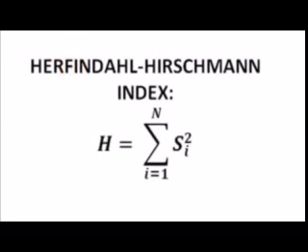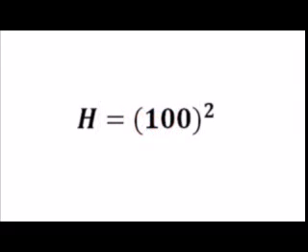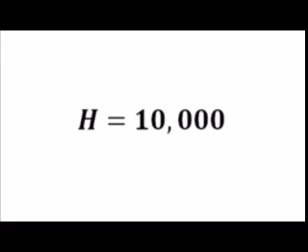The Herfindahl-Hirschman index uses the sum of the squares of each firm's market share, or the 50 largest firms if there are more than 50, to measure industry concentration. For example, if the industry is a monopoly, then there's only one firm, which has 100% of the industry, so H equals 100 squared, or H equals 10,000. Thus, 10,000 represents the highest possible index number, or the highest level of industry concentration.